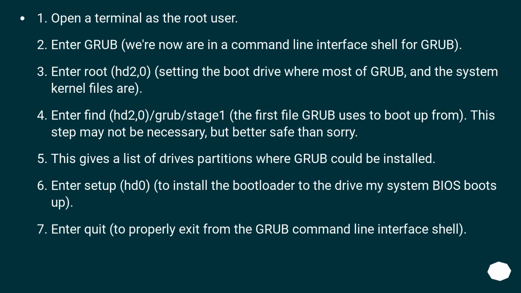Enter root (hd2,0), setting the boot drive where most of grub and the system kernel files are. Enter find hd2,0/grub/stage1, the first file grub uses to boot up from. This step may not be necessary, but better safe than sorry. This gives a list of drive partitions where grub could be installed. Enter setup hd0 to install the bootloader to the drive my system BIOS boots up. Enter quit to properly exit from the grub command line interface shell.